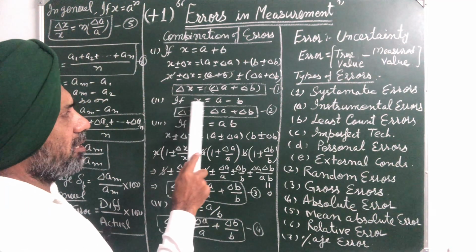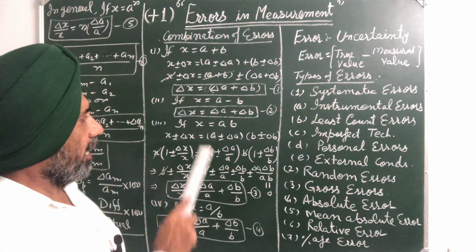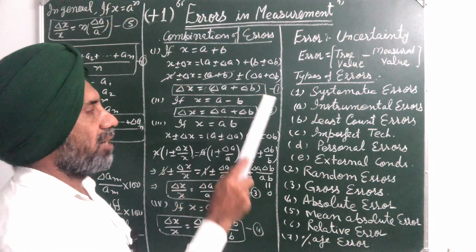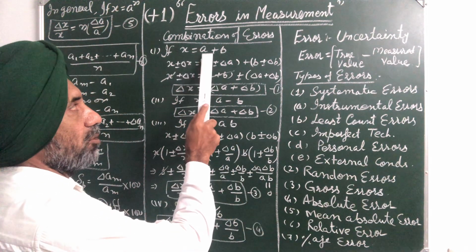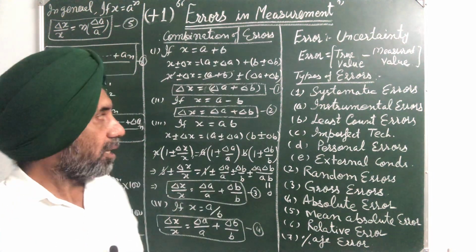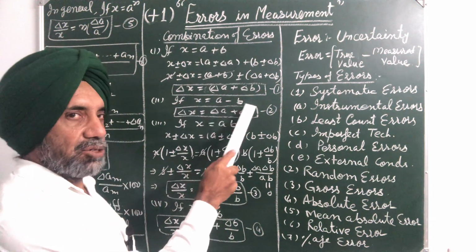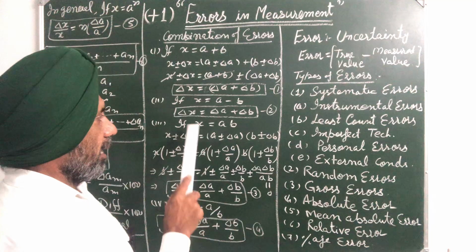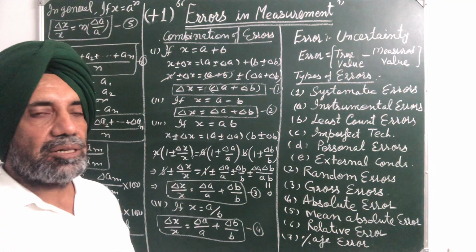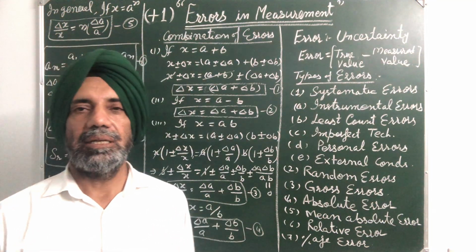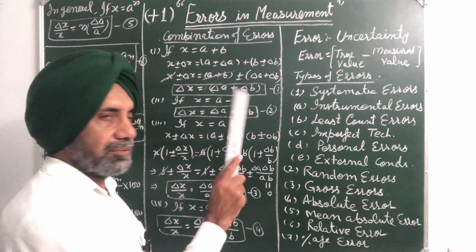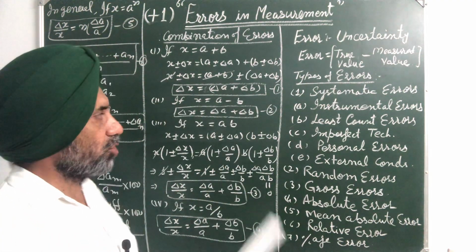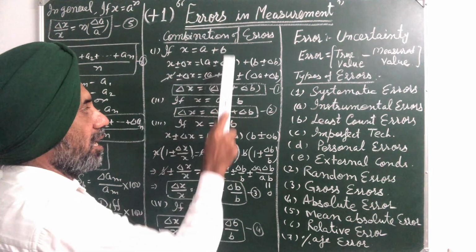Similarly, we can prove if x is equal to a minus b, then delta x will again be delta a plus delta b. It means if x is equal to the sum or difference of two physical quantities, then absolute error in x is always equal to the sum of the individual absolute errors. It means errors are always added. Note this point. Errors are always added.